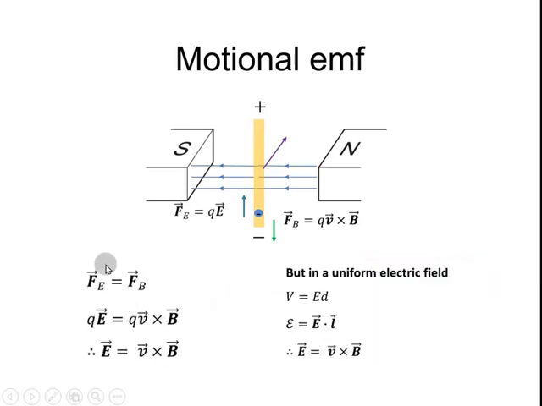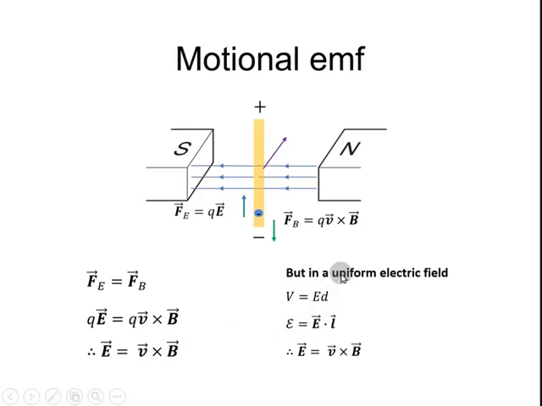So if we have the electric force being equal to the magnetic force, then we can equate this expression with this and cancel out all the Q's. The equation no longer depends on the number or the amount of charge. Therefore, we have the electric field being equal to the velocity cross the magnetic field.